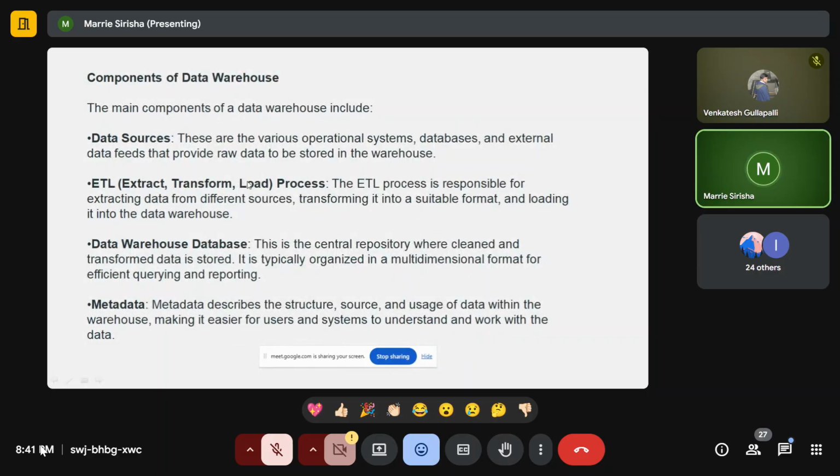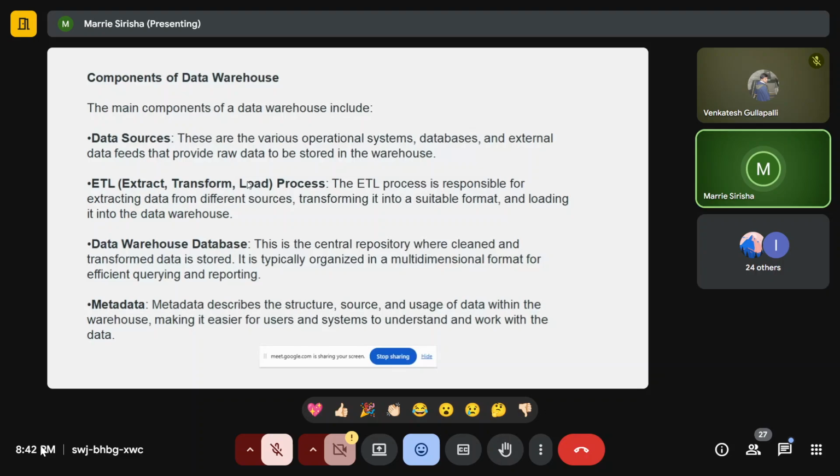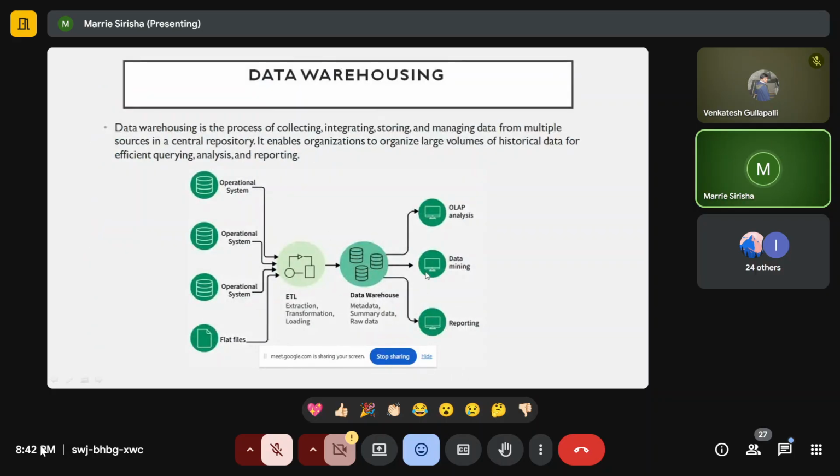ETL process, as I told you, is extract, transform, and load. That means we are extracting the data from different sources, transforming it into a suitable format, and loading it into the data warehouse. The definition tells the same, right? Look at the architecture and understand the concept; it will be easier for you. Next, the data warehouse database. This is the main central repository where the transformed data is stored. It can be organized in any form, any format, and this is the central repository.